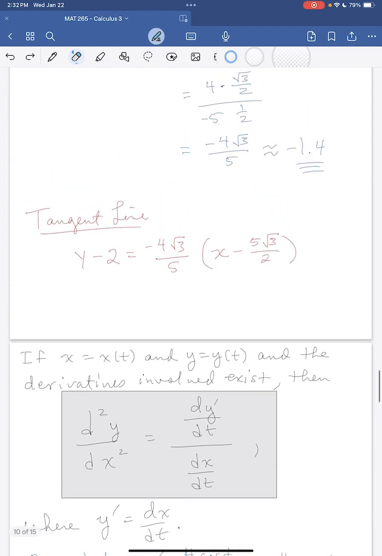So what we do to calculate the second derivative is, first of all, this dy/dt, I wrote that incorrectly. That should be dy.